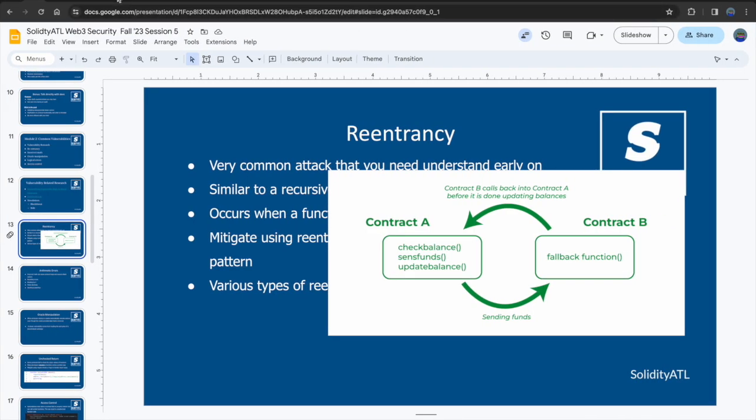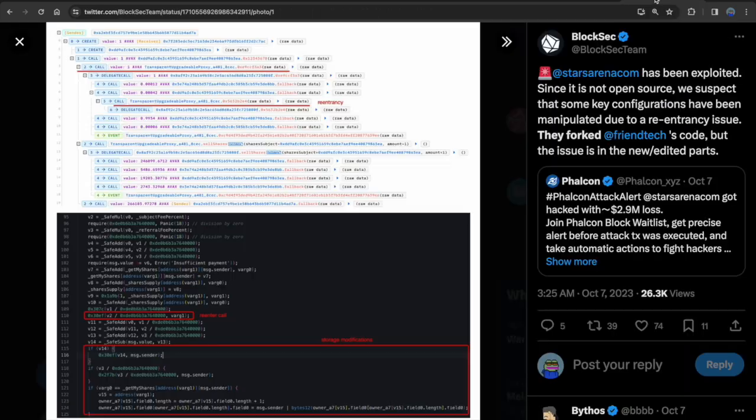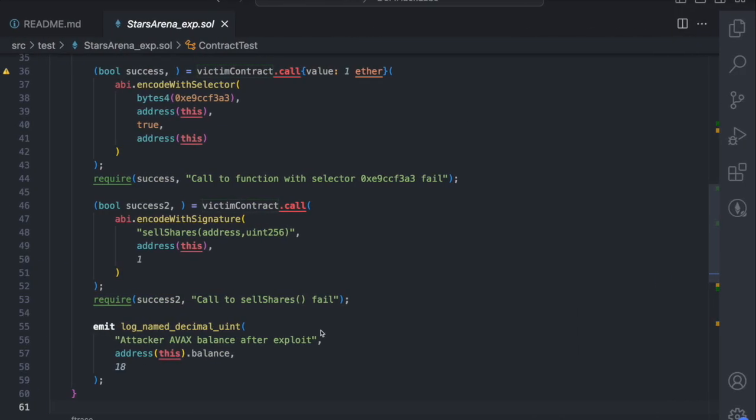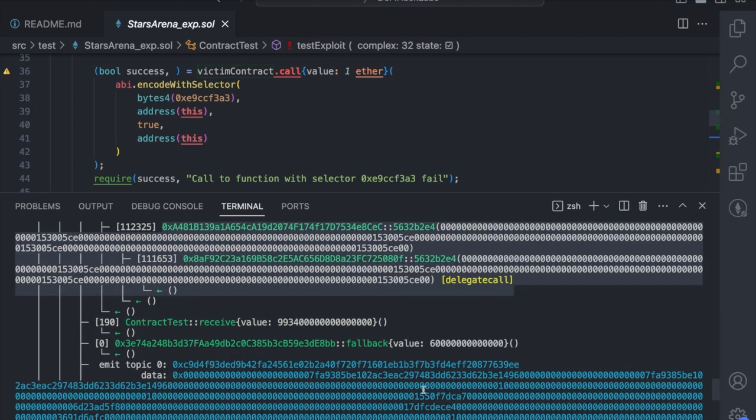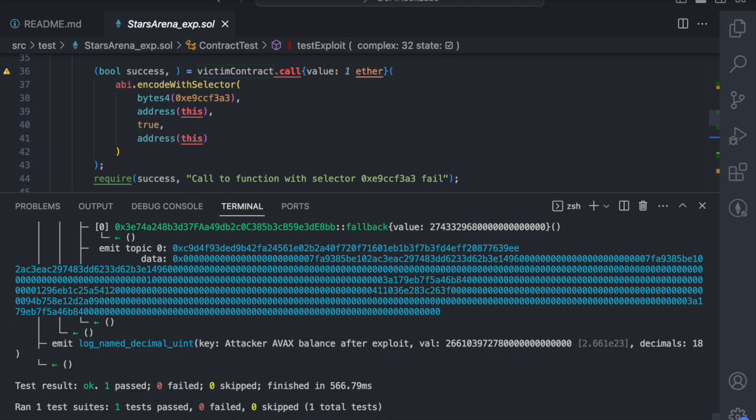And let me pull up one quick example before we look at that code. Falcon Scan is actually a great tool to trace transactions. So even if you don't have the code, you can see the call stack of what happened. And the call stack for this attack showed an attacker re-entering into the Stars Arena contract, which further resulted in this exploit.